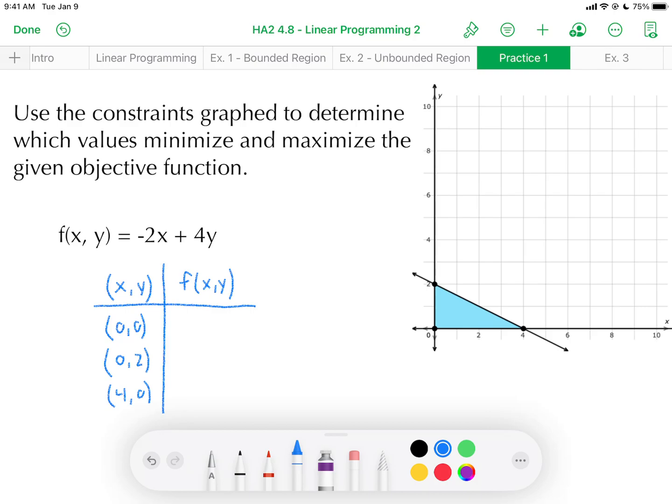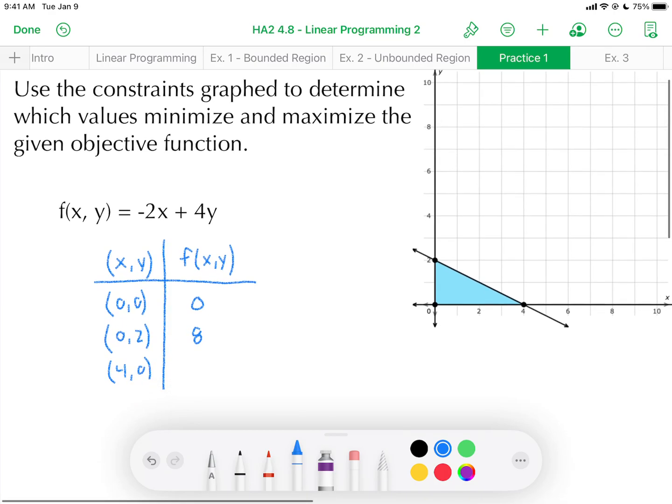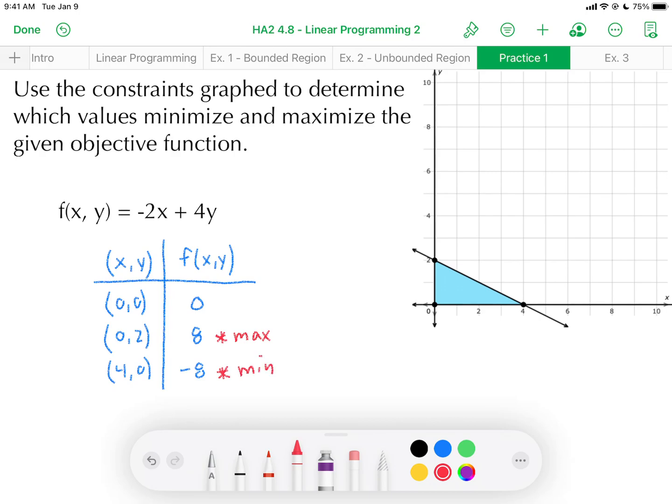All right. What would f(0, 0) give you? Boom. How about f(0, 2)? Not 0. 8. And f(4, 0)? Negative 8. Okay, so since this is a bounded region, you've got to have a max and a min. So the max would occur right here. Min would occur right here. All good?